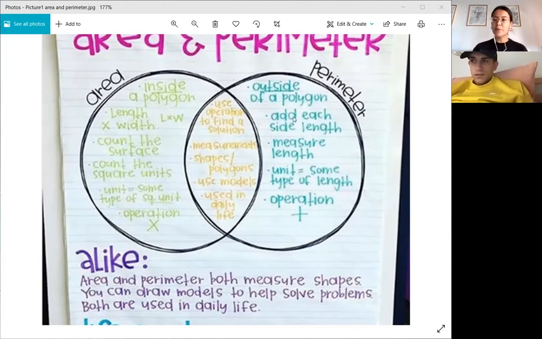Multiplication. Okay, what about perimeter? Could you read perimeter for me? Outside the polygon, add length, each side length, measure unit. Yes, and the operation is? Add. Yes, addition. Very good. Okay, we are done with that one.